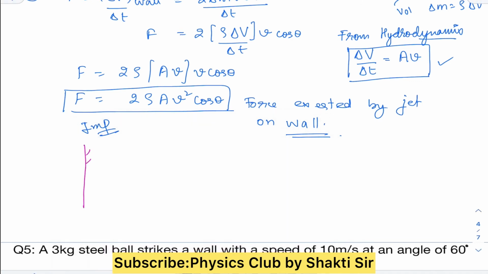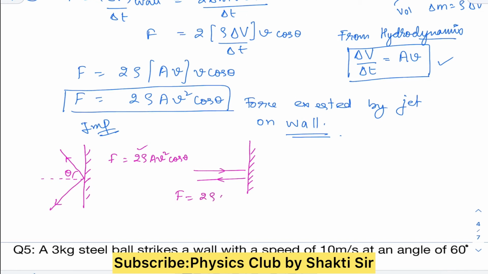If the jet strikes the wall at an angle theta, then the force comes out to be 2 rho a v squared cos theta, because it is acting at an angle theta. If a horizontal jet comes this way and bounces back, the force is again 2 rho a v squared. The 2 comes out when the directions before and after collision are opposite. There is no cos theta because there is no angle.